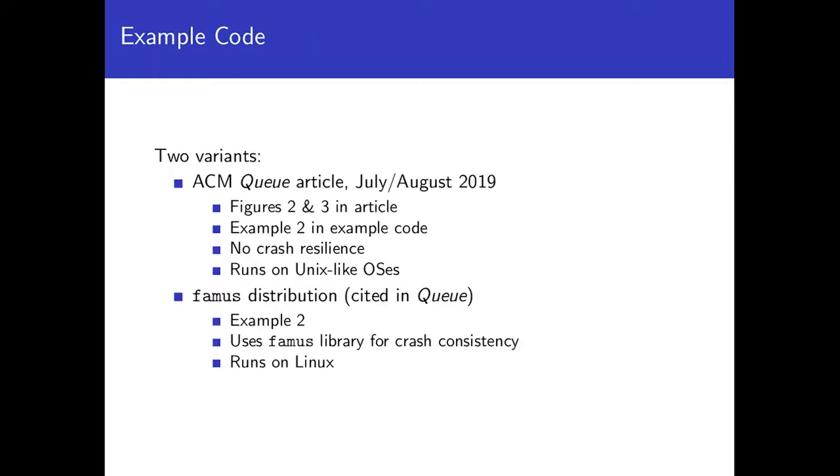There are two examples of the program that I just showed you floating around out there. One of them is in the current issue of ACMQ magazine. It offers no crash resilience, and it should run on any Unix-like operating system. The other is bundled as an example with a library called FAMUS, F-A-M-U-S, that is a crash-resilient variant of this code. It's only going to run on Linux. So if you like crash resilience, go for one example. If you don't, go for the other.